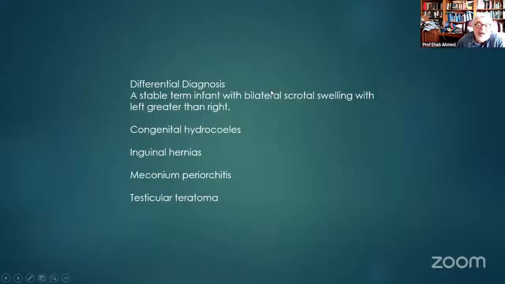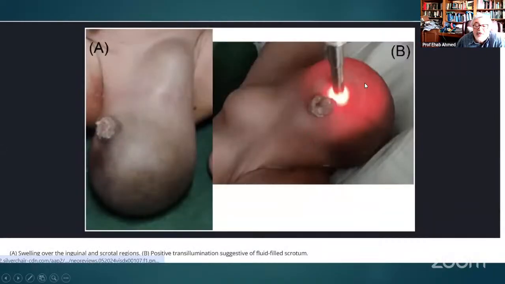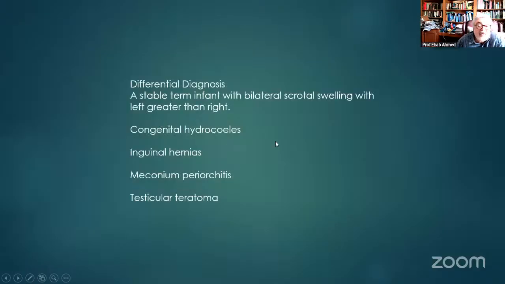Let us see what is the differential. This baby was clinically stable with bilateral swelling, with the left greater than the right. Congenital hydroceles, and we ruled out with the transillumination. And with the hydrocele, you don't see this, because this is an inguinoscrotal swelling, and the hydrocele is a scrotal swelling. So it is not hydrocele.